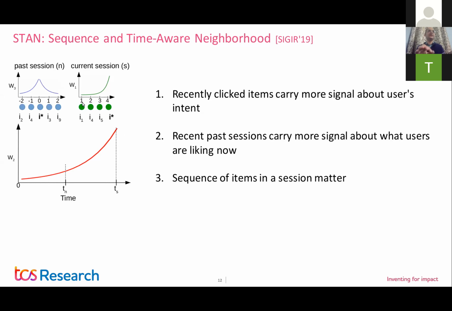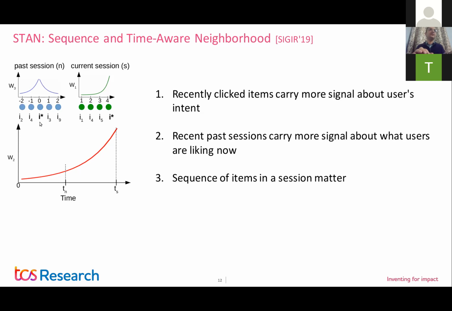Okay, so here our current session is I1, I4, I5, I star, and then there is this session from the past, I2, I4, I star, I3, I9. So this is similar to the current session because there is an overlap of two items, I4 and I star, in these two sessions. Therefore, it is similar. And then what one can assume is that other items in this historical session would also be of interest to the current user, right?